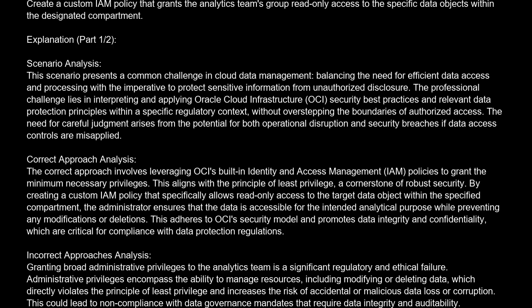Incorrect approaches analysis. Granting broad administrative privileges to the analytics team is a significant regulatory and ethical failure. Administrative privileges encompass the ability to manage resources, including modifying or deleting data, which directly violates the principle of least privilege and increases the risk of accidental or malicious data loss or corruption. This could lead to non-compliance with data governance mandates that require data integrity and auditability.